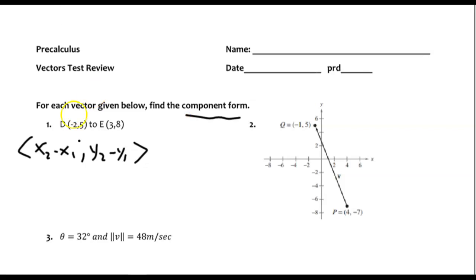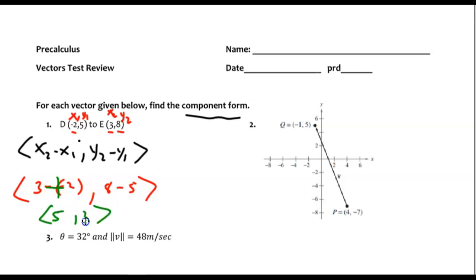Now x2, x1, y2, y1. D is going to be the first x and the first y, and E is going to be the second x and the second y. So we plug everything in. We're going to do 3 minus negative 2, and then 8 minus 5. So x2 minus x1, y2 minus y1. Notice the two negatives? Two negatives become addition, so we have 3 plus 2 is 5, and 8 minus 5 is 3. There's our component form right there.